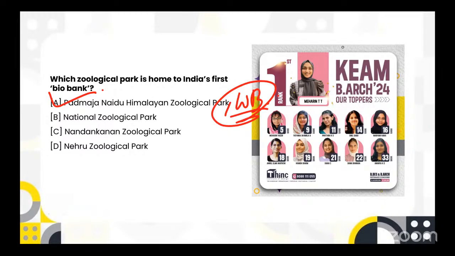This will be in collaboration with CCMB, the Centre for Cellular and Molecular Biology. What is the purpose? To preserve cell and tissue samples from endangered species. So that even if something happens to these animals, we'll be able to recreate and revive the animals.